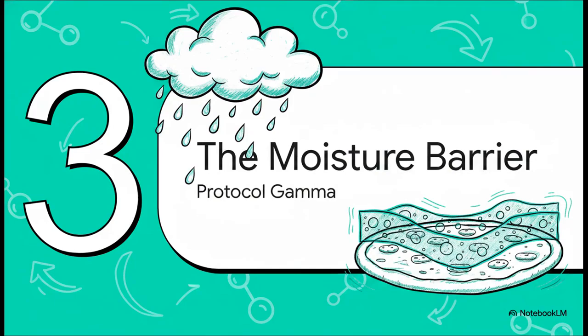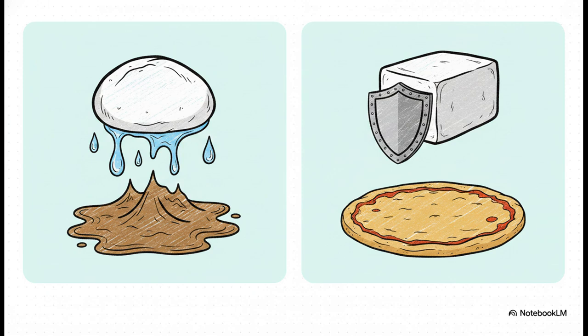Okay, Section 3, the moisture barrier, Protocol Gamma. Now, fresh, wet mozzarella is absolutely delicious. But if you subject that wet Neapolitan-style cheese to a rigorous 10 to 12-minute New York bake time, you will completely dissolve your carbohydrate base into a soggy paste.